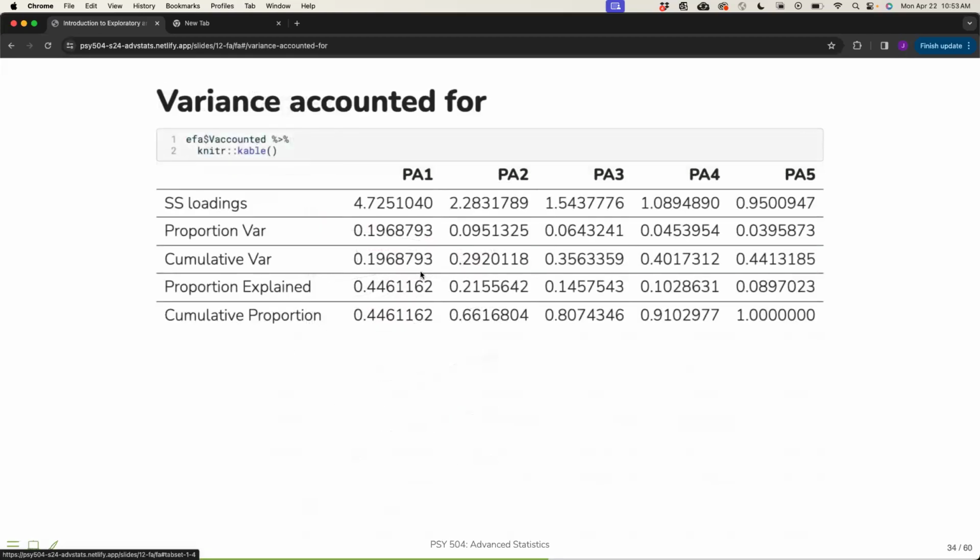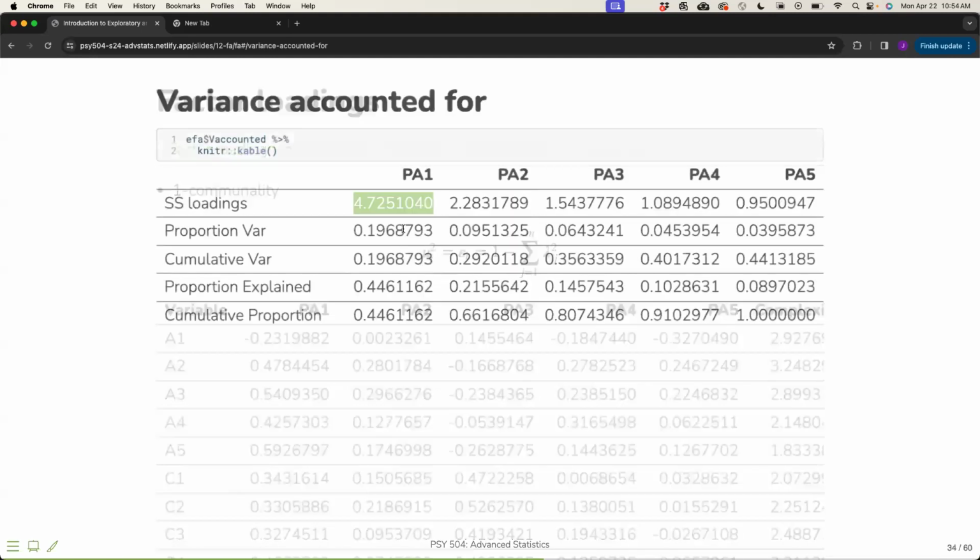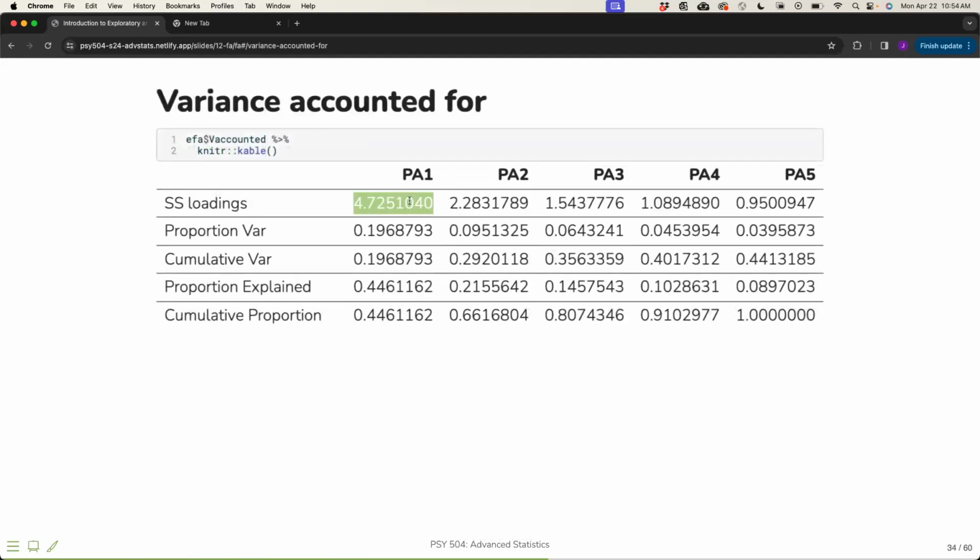Another important part of the output is the variance accounted for, or variance explained table. Here we have the SS loadings, which is the sum of squared loadings, which is basically the eigenvalues for our factors. Remember, the eigenvalue reflects the variance explained. We can calculate the eigenvalues by taking the correlations for each item in a factor, squaring them, and then summing down. If we do this, we get our eigenvalues for each factor, where PA1 explains the most variance, PA2 explains the least amount of variance, and so forth and so on. We also have proportion variance and cumulative variance of each factor. Before, I talked about how we would extract factors: we would look at the cumulative proportion if we wanted to use that as our criterion to determine the number of factors to use.